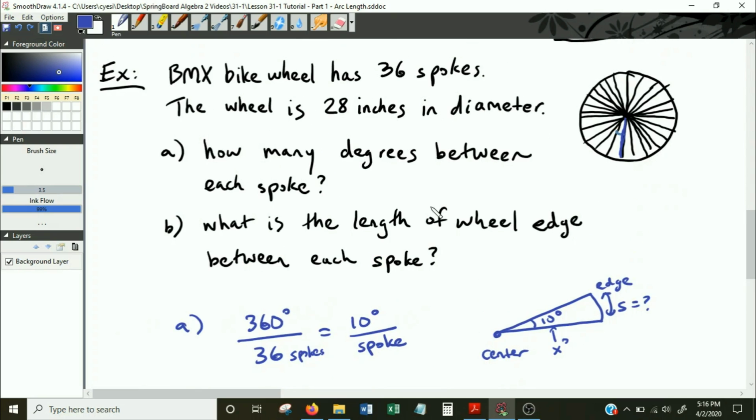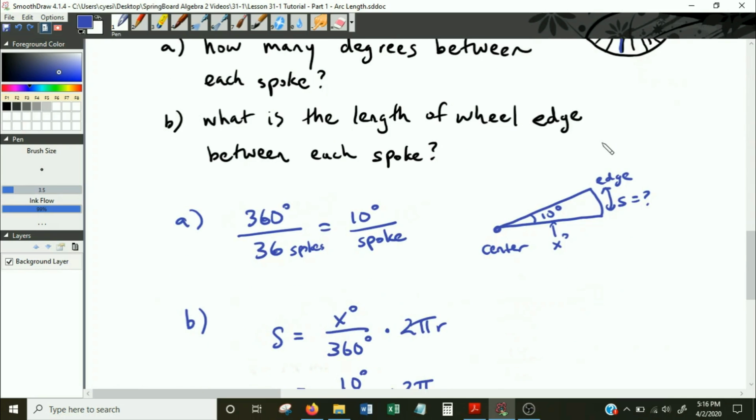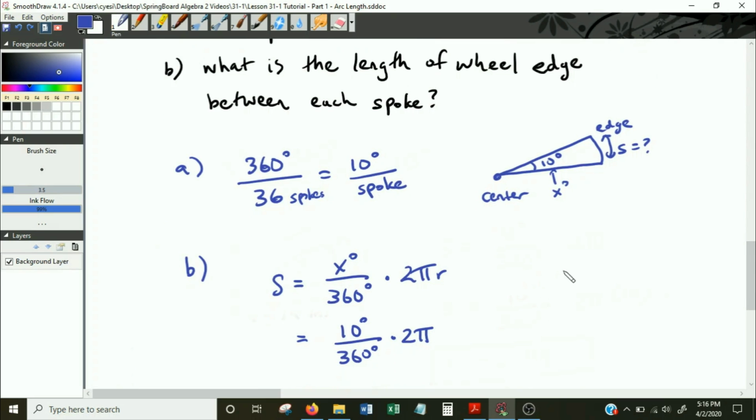So they told us that the wheel is 28 inches in diameter. Remember that in a circle like this, the diameter is this. So if the diameter is 28, then half of it is the radius. So that means it must be 14. So the radius is 14 inches. Now what I'm going to do is plug this into the calculator, and I'm going to input the value for pi as 3.14, or use the pi key. So since the calculator has a pi key, I'm going to use it. And I get, what do I get? Let's see. I get 2.44 inches.